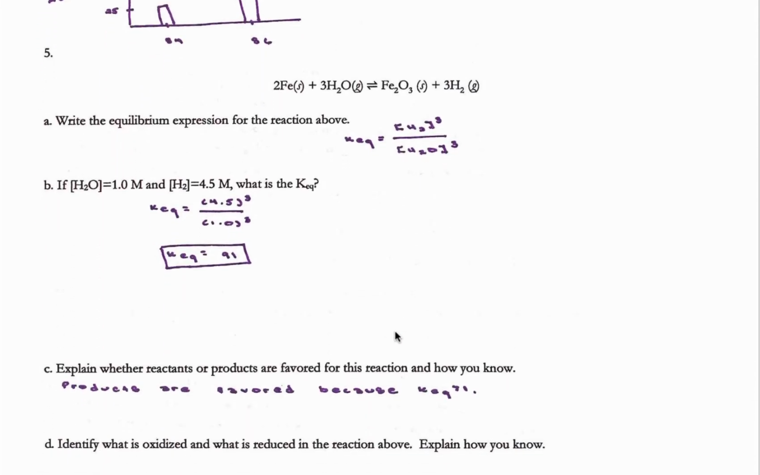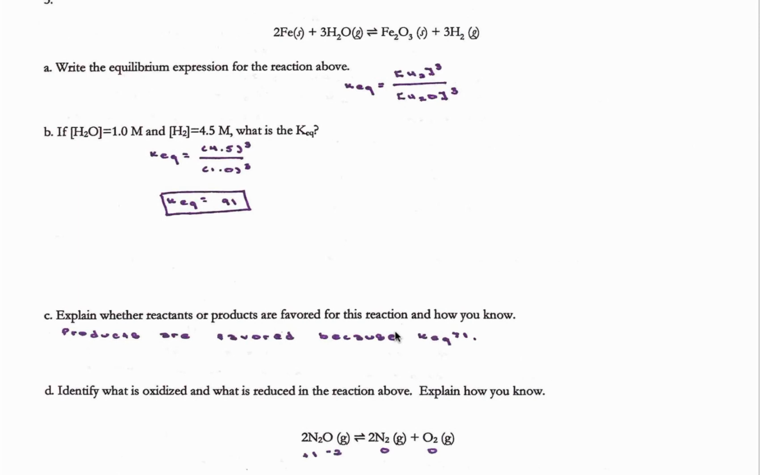For 5, it has us getting into equilibrium, so it wants me to write the expression. Do remember, notice I left out iron oxide here and iron, and that's because in order to include a substance in your equilibrium expression, it can only be an aqueous solution or a gas. If it's a liquid or a solid, it is excluded from your equilibrium expression. It does not contribute to the equilibrium constant.